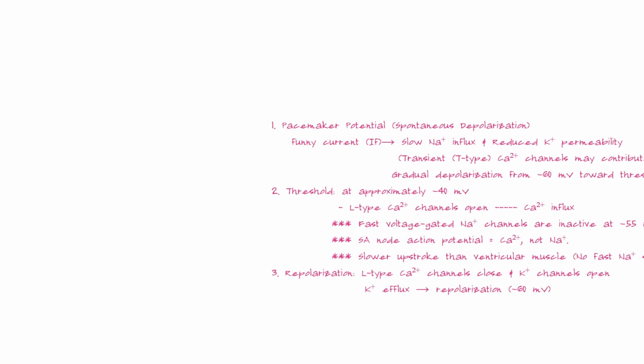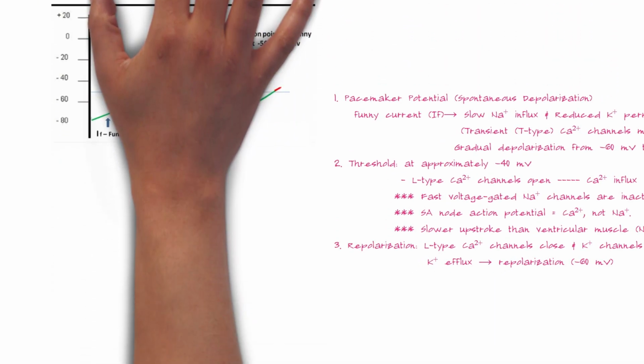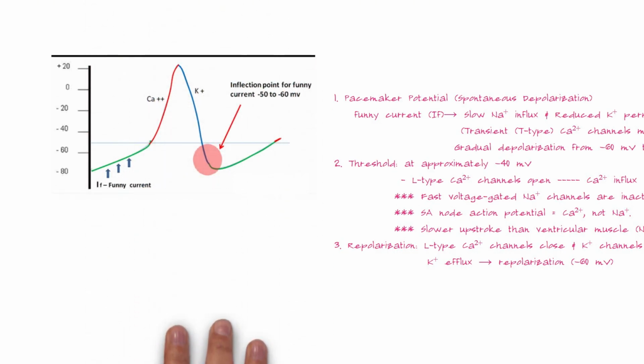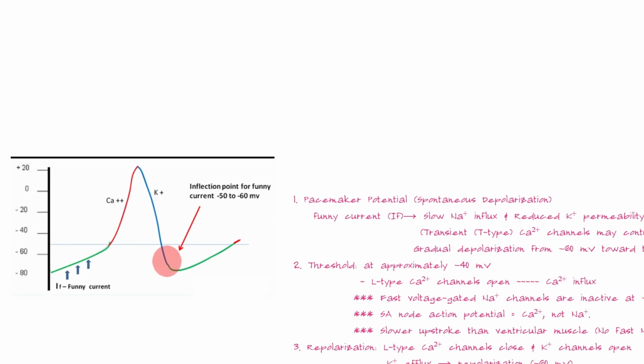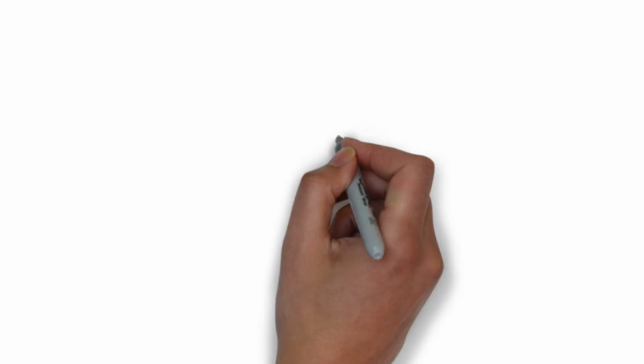As for repolarization, it occurs when the calcium channels close and potassium channels open, and it returns the membrane potential back to minus 60 millivolts, where the funny current restarts the slow depolarization, creating the rhythmic firing. Finally, let's briefly compare the ventricular and the SA node action potential.